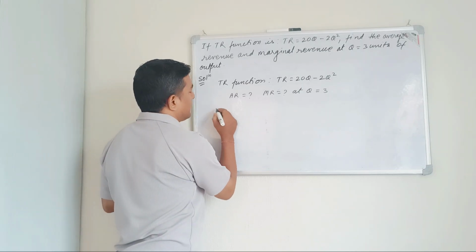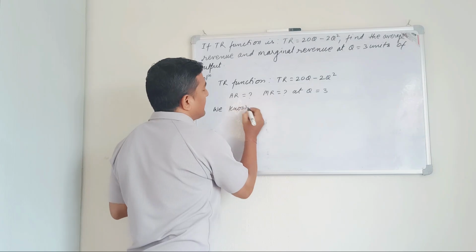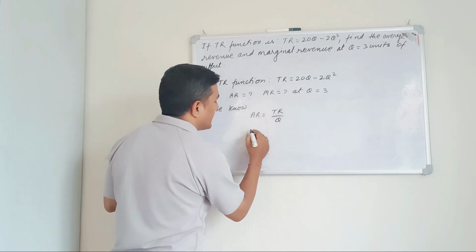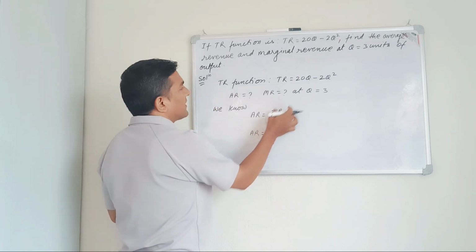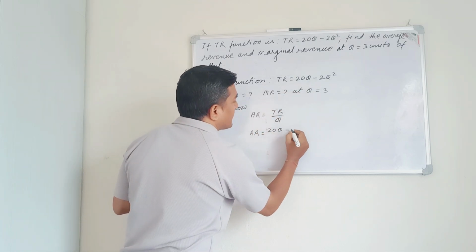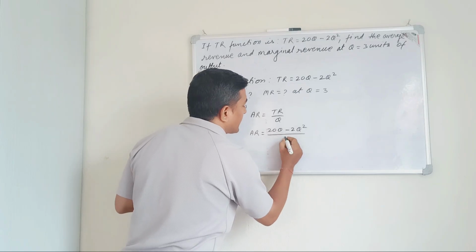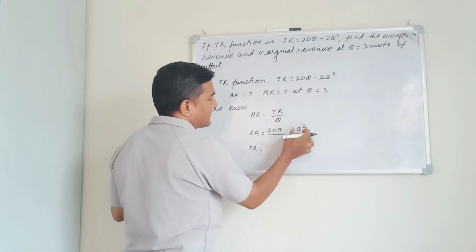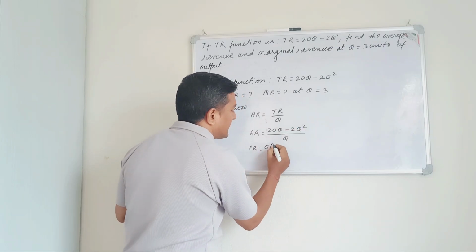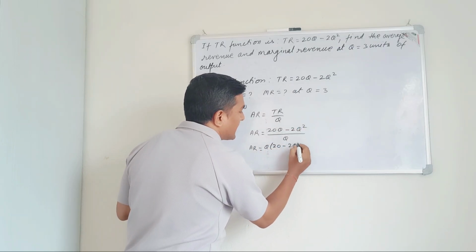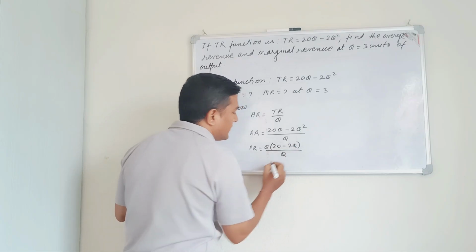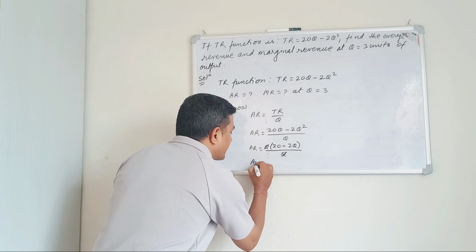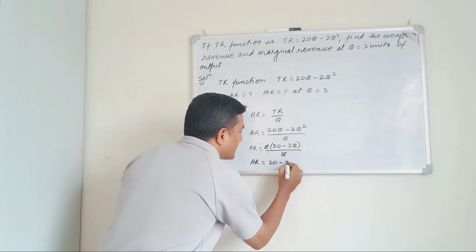So we know average revenue AR is equals to TR upon Q. AR is equals to, now TR is 20Q minus 2Q square upon Q. AR is equals to, now take the common Q from both these terms, Q inside 20 minus 2Q remaining upon Q. Now we can cancel out Q in numerator and denominator. Therefore AR is equals to 20 minus 2Q.